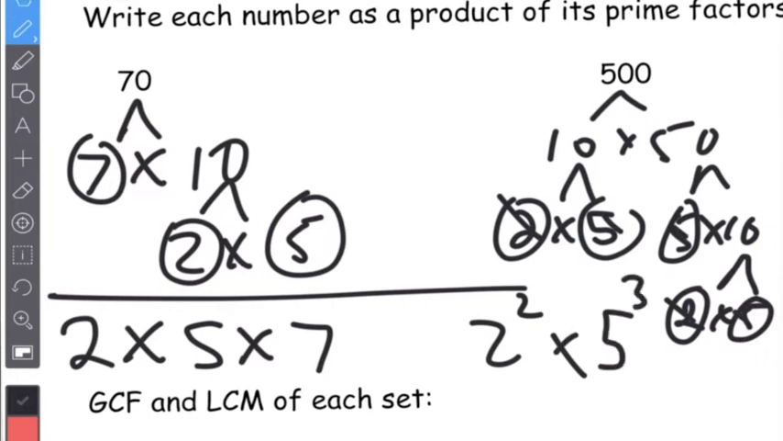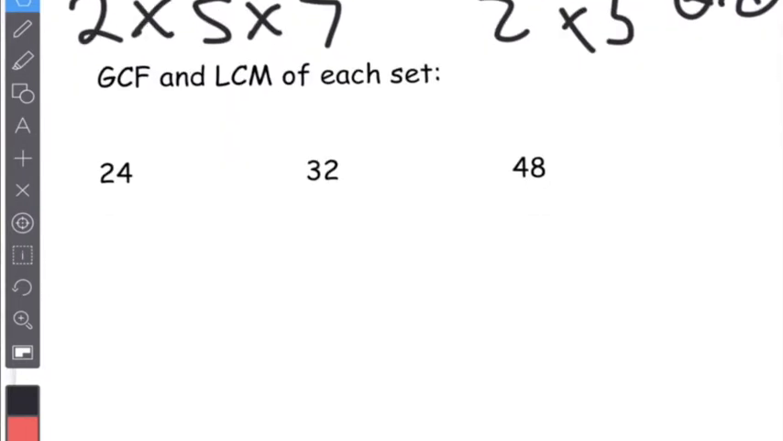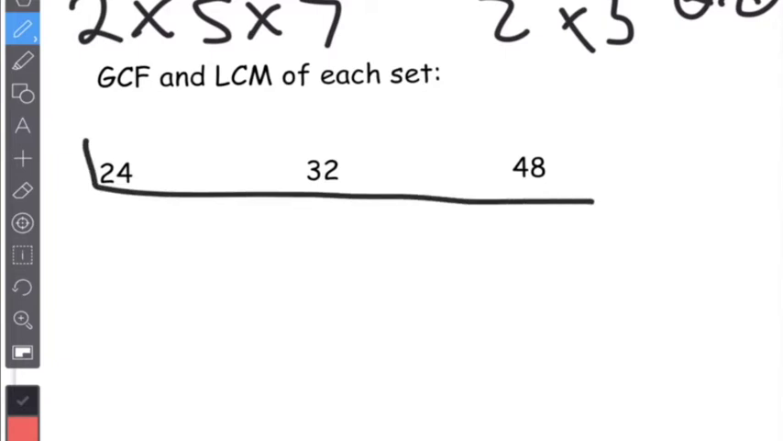Okay, next, what we're going to do is the GCF and LCM of each set. The first one, we're going to do the GCF. To find the GCF of these, I'm just going to use a division ladder. It's a little bit easier. I know 4 goes into them. So 24 divided by 4 is 6, 32 divided by 4 is 8, 48 divided by 4 is 12.